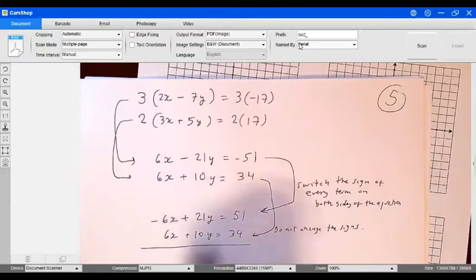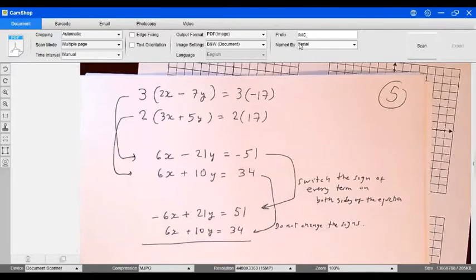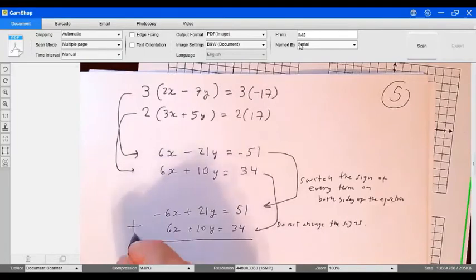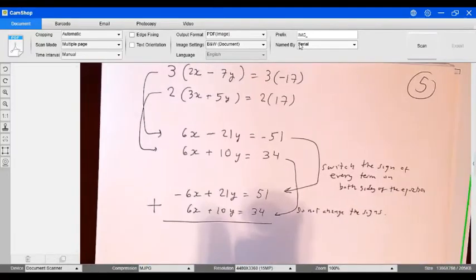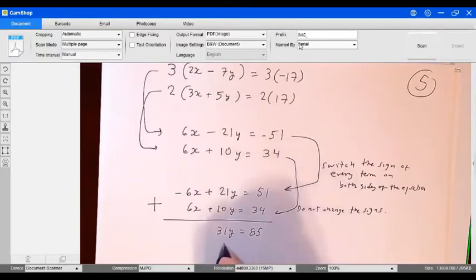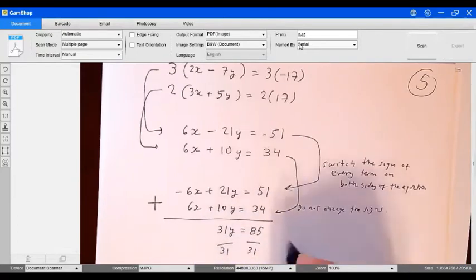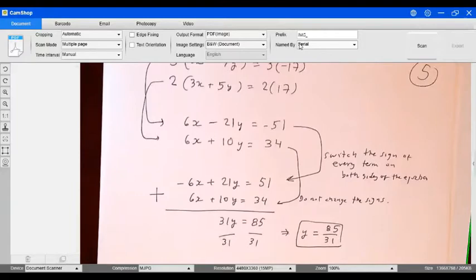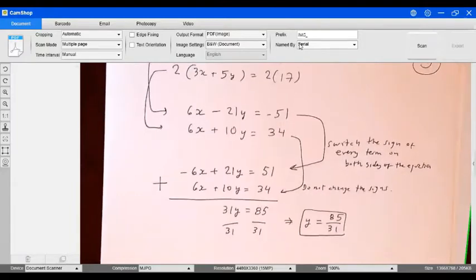Why? Because now you have x with opposite coefficients, so now we can eliminate x by addition. So we can just do this. We're going to get 31y equals 585. The final step is that we're going to divide by the coefficient of y. So that gives us 85 over 31. So we're going to get fractions sometimes, and we need to work with those fractions.